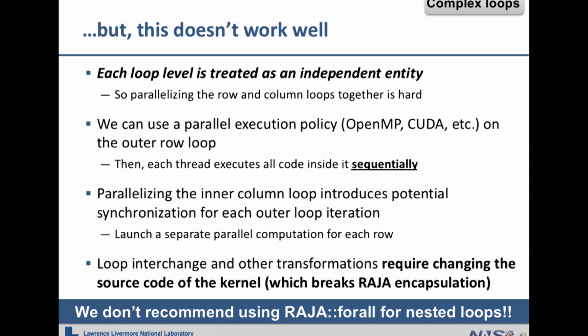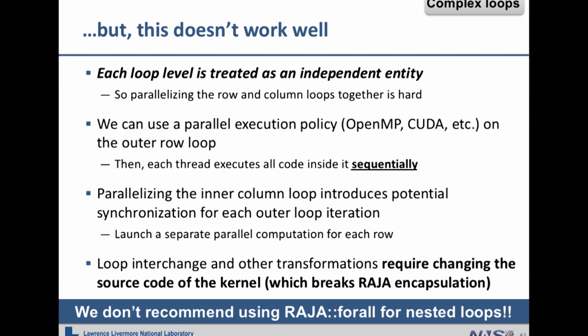Another problem is you could parallelize the outer loop, let's say with OpenMP or CUDA or whatever, but then all of the stuff inside the inner loop is executed sequentially inside each thread. So you're leaving a lot of parallelism and performance on the table. You could parallelize the inner one, but then you have potential synchronization for each outer loop iteration, since you're launching a separate parallel computation for each row.